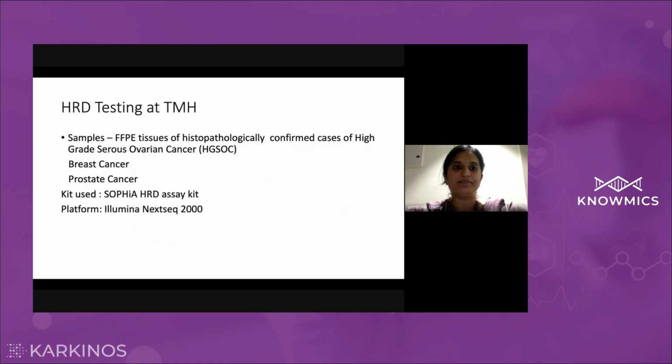Next slide, please. With that, I think we have understood pretty much in detail about the GI test, GI scoring and the BRCA mutations. So how are we doing in TMH? We get FFPE tissues of histopathologically confirmed cases of high-grade serous ovarian cancer, breast cancer, and prostate cancer, and the kit used is Sophia HRD1. Our platform is Illumina NextSeq 2000.